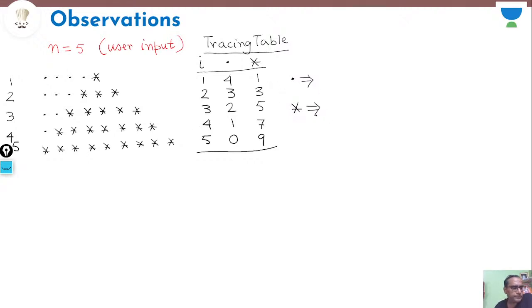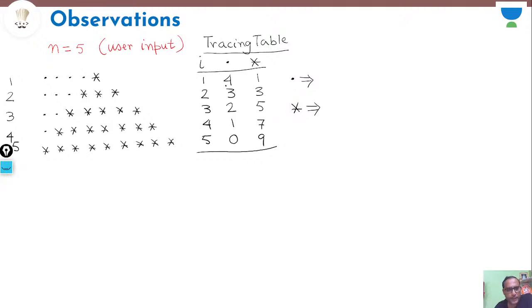Any questions coming to mind, my students? How did I make the tracing table? How did I draw the pattern? What is the meaning of the term user input? What are we going to do? Finding out the logic for the number of dots and the logic for the number of stars. Any doubt till now? Pooja and my other students present in the class, any doubt till now? You can ask me questions. Any doubt? No, Pooja, thank you. So no doubt is there.